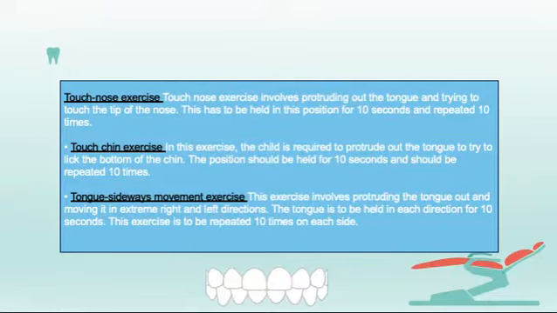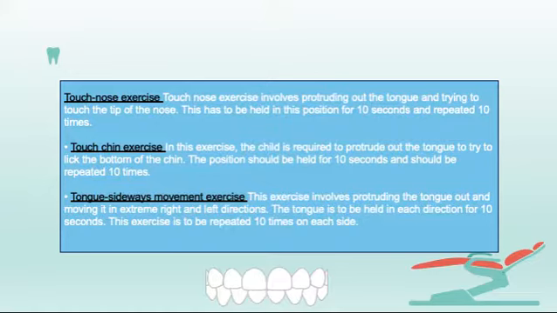Another exercise: touch chin exercise. In this exercise, the child is required to protrude the tongue out to try to lick the bottom of the chin. The position should be held for 10 seconds and should be repeated 10 times.